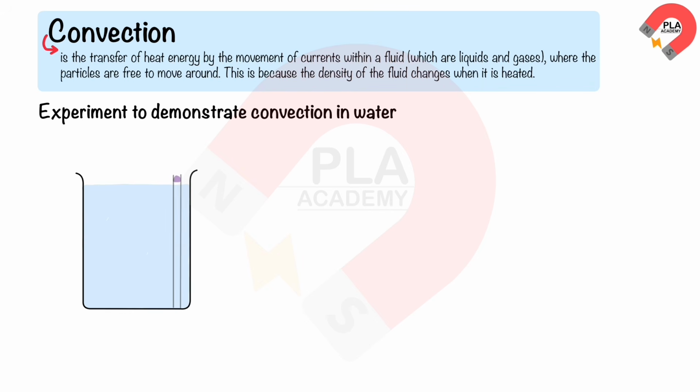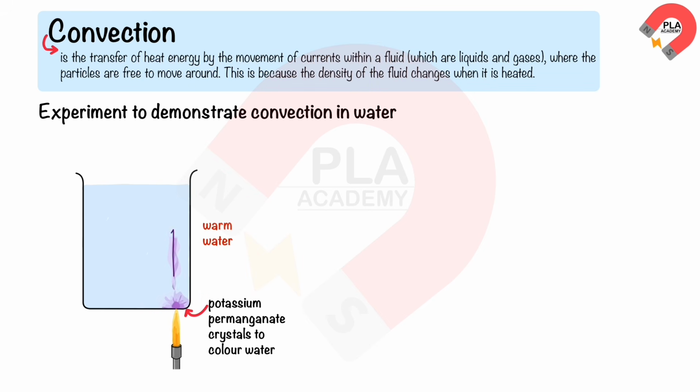A few crystals of potassium permanganate are placed at the bottom of a beaker of water. They dissolve and color the water near them purple. When the water is heated, the purple water rises above the Bunsen flame, moves across and then falls at the other side of the beaker before returning to the flame to be heated again. This movement of water is called a convection current.